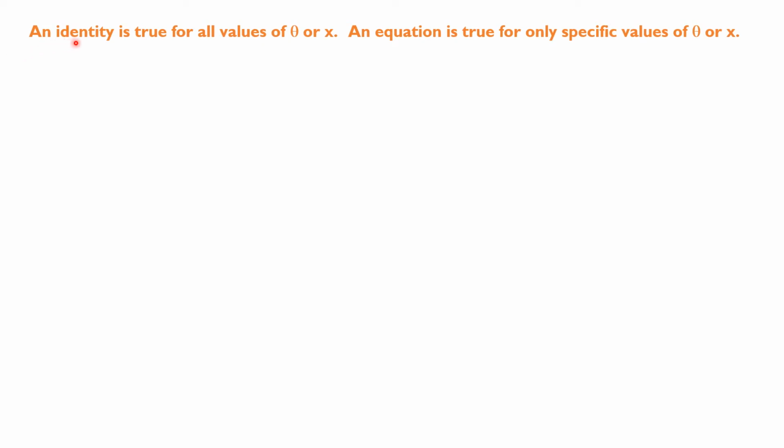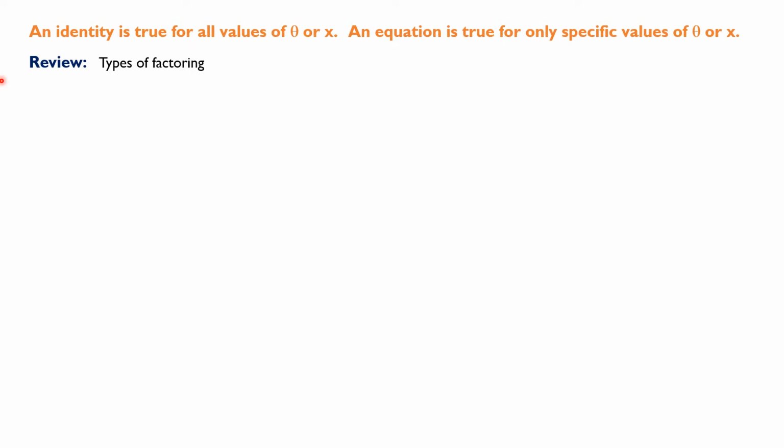An identity is true for all values of theta or x. We're not really talking about identities. We're not solving identities today. We're doing equations. Equations are only true for specific values of theta or x. When you have an equation at the end, you will have an answer like theta equals pi over 4. When you have an identity, you're proving with a left side and a right side, and you're not using any values at all, like pi over 4. You're proving that it's always true all the time.